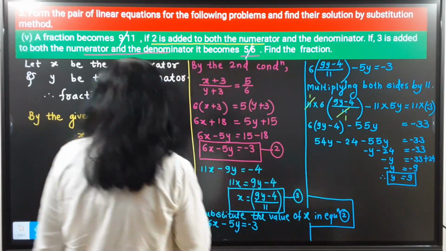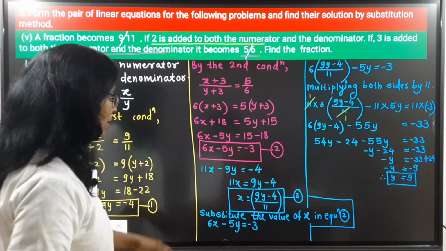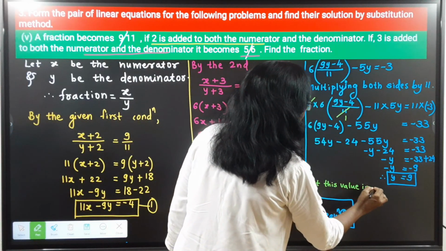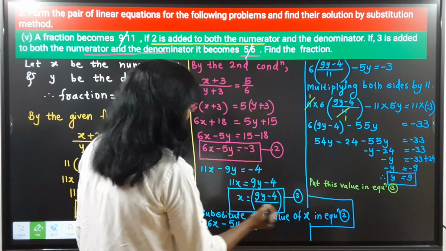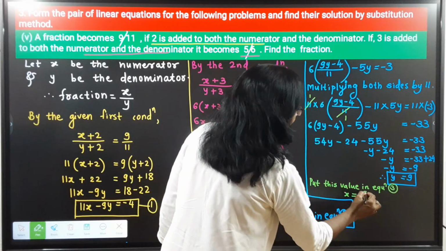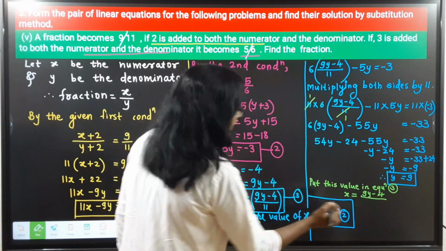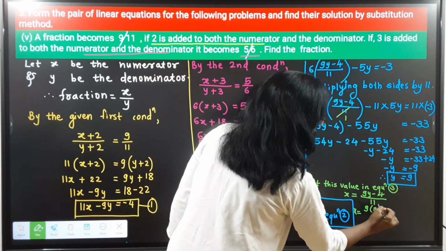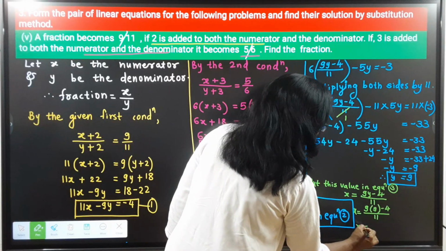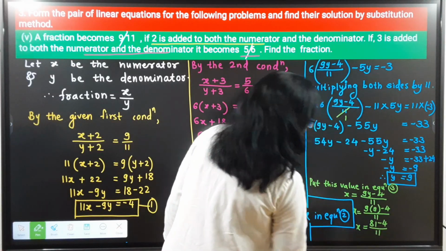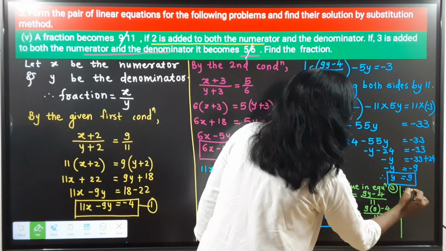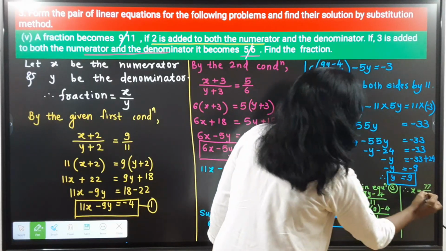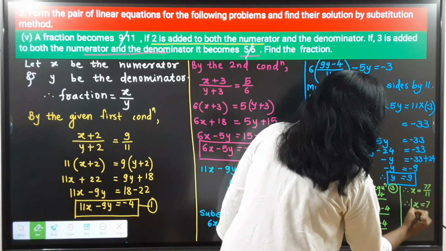Then put this value of y in equation 3. So the equation 3 is x is equal to 9y minus 4 divided by 11. So here x is equal to 9 multiply 9 minus 4 divided by 11. So x is equal to 81 minus 4 upon 11. And that means here, students, therefore x is equal to 81 minus 4, that means 77 upon 11. So therefore x is equal to 7.